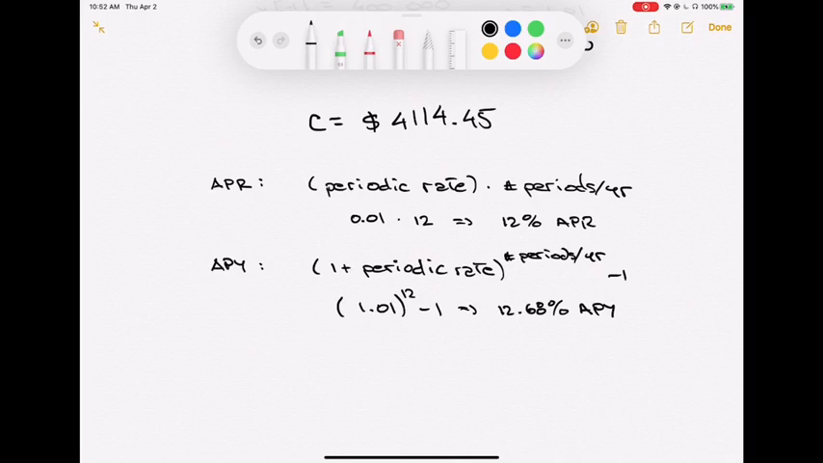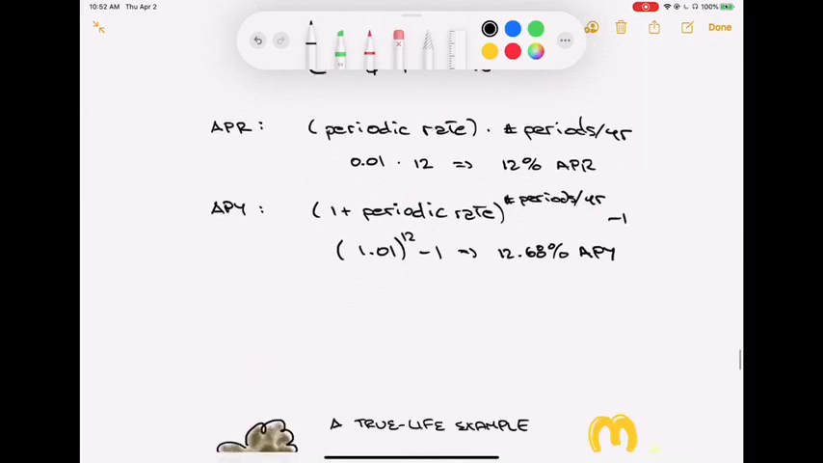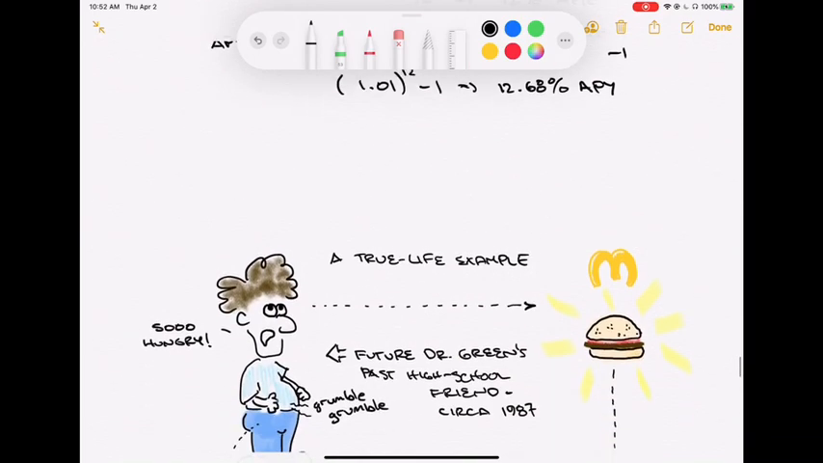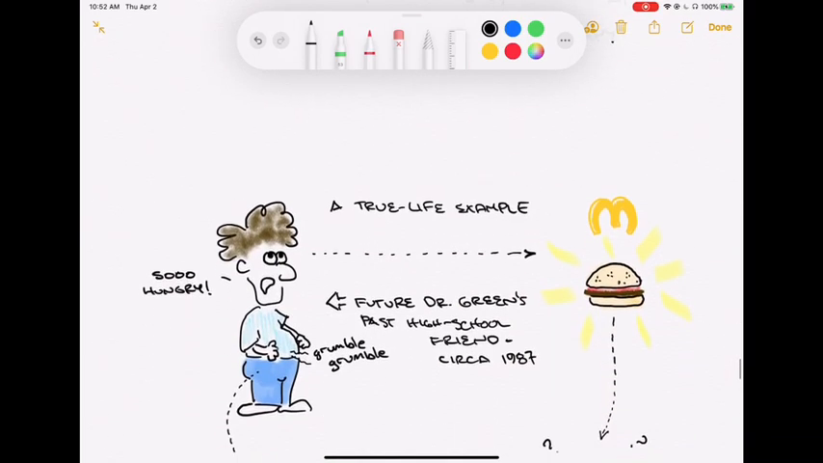So let's do one final example to really highlight the difference between these two. And I've got a story on this one as well. It is a true life story. So this is a true life example. Future Dr. Green's past high school friend, circa 1987. So I got a buddy that we went out for a Friday night of fun.